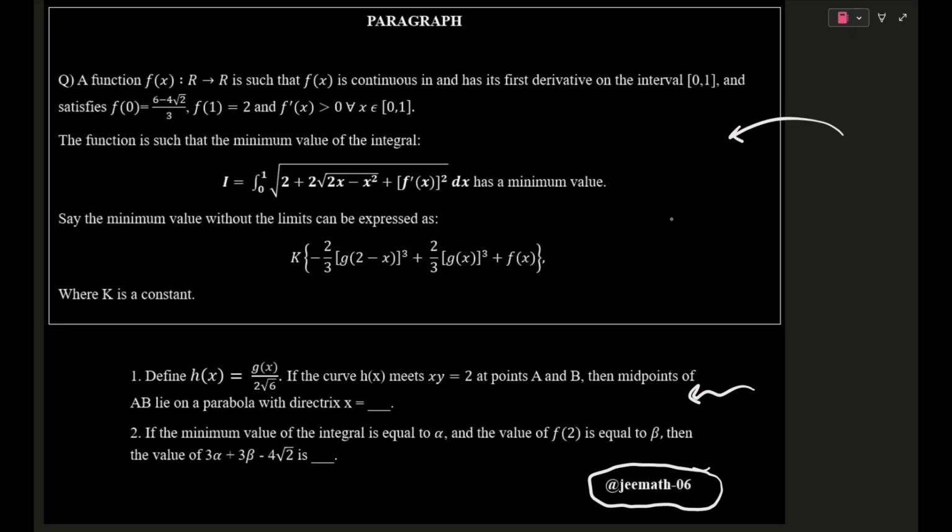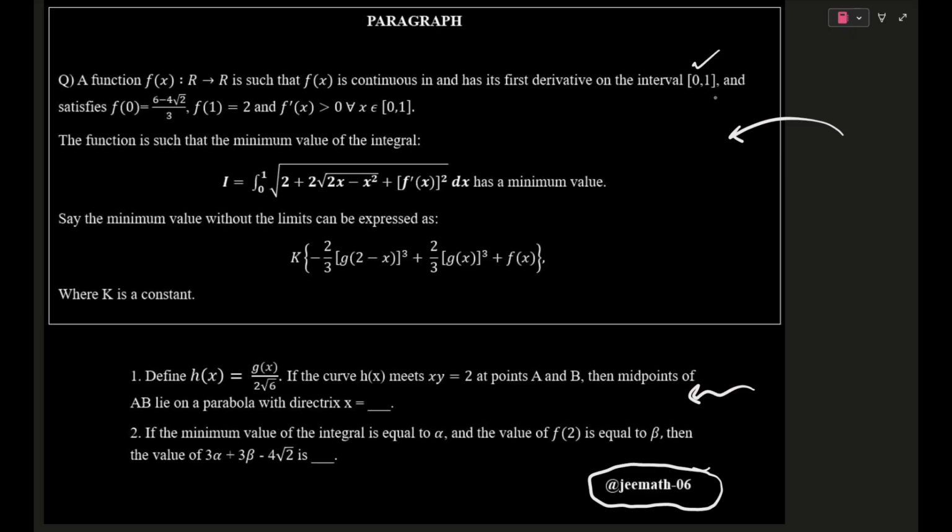Okay guys, now we can start solving this question. First, we will do a short reading. There is a function f of x mapping from reals to reals such that f of x is continuous and has its first derivative on the interval 0 to 1, and satisfies f of 0 equals 6 minus 4 root 2 by 3, f of 1 equals 2, and f dash x is greater than 0 for all x belonging to 0 to 1.